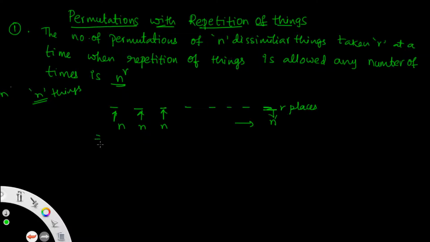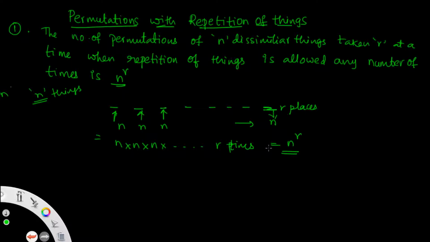So that is n into n into n into n and so on up to r times, nothing but n to the power of r. This is the total required permutation. That is nothing but the number of permutations of n dissimilar things taken r at a time, when repetition of the things is allowed any number of times, is n to the power of r. This is the first general formula.